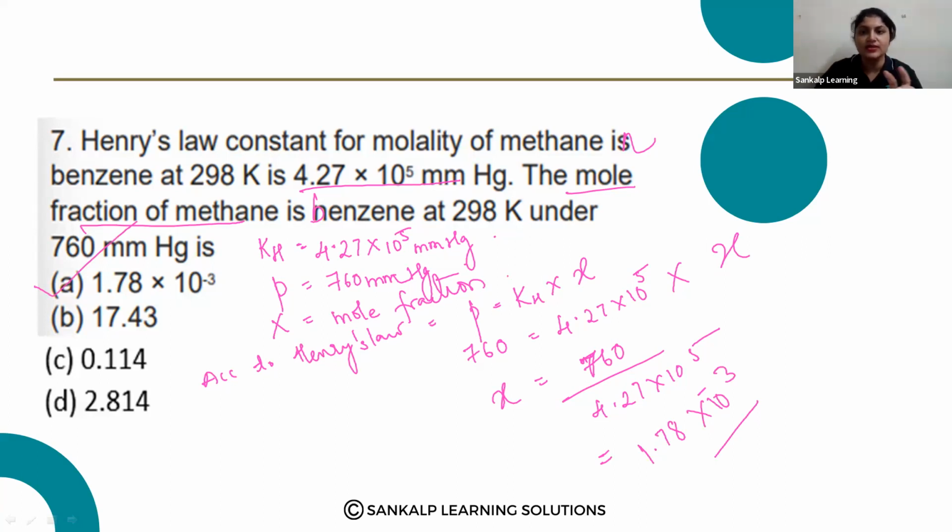Okay, so Henry's law constant is given. So what are the given entities? First you have to write down what is given. Your Henry's law constant is given. Then your pressure is given, that is 760. So you have to calculate the mole fraction X. You know the formula. According to Henry's law, P is equal to KH into X. The unknown entity, keep it at one side and substitute the other. So you get the answer. This is the way you're going to solve this particular question. I hope you have understood. Shall we move for the next one?